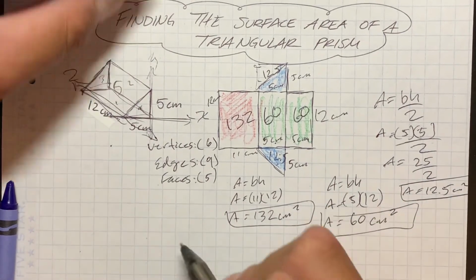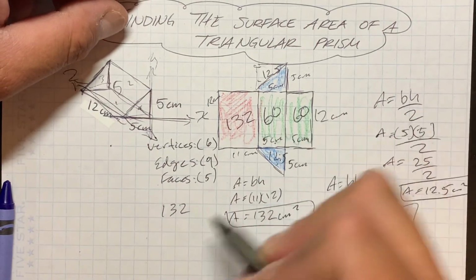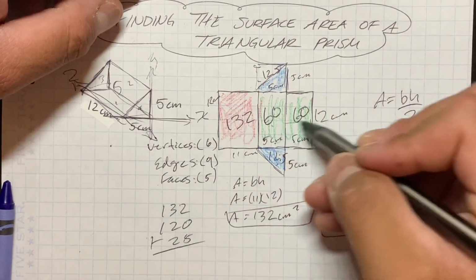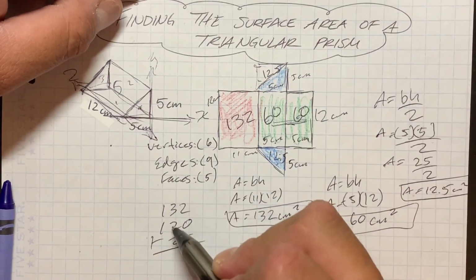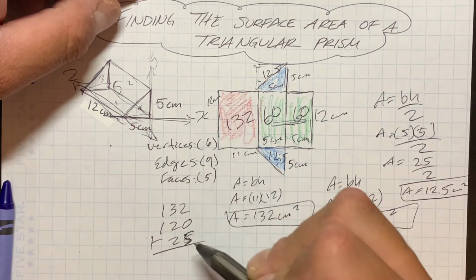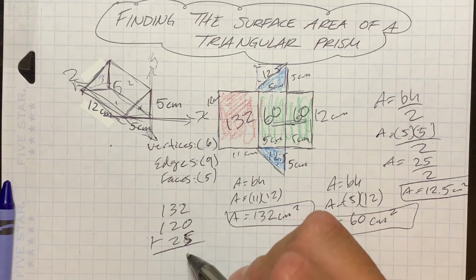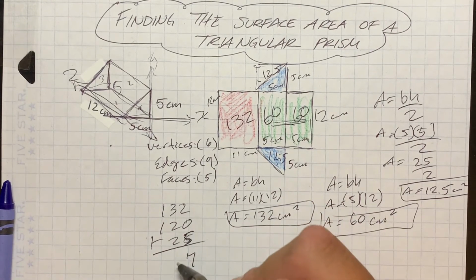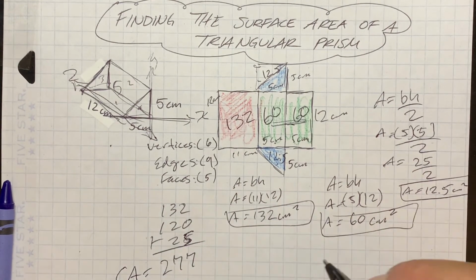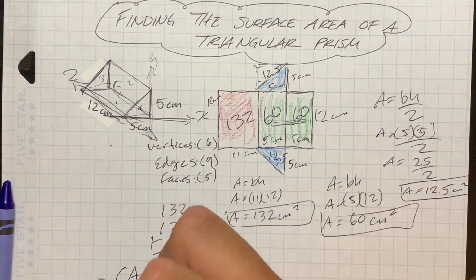Okay, so let's add all the faces now. So 132 plus 60 plus 60 is 120 plus 25. So I just kind of added these two together. 60 plus 60 equals 120. 12 and a half plus 12 and a half equals 25. Okay. So now we're going to add 5 plus 0 plus 2 is going to be 7. So the surface area for this triangular prism is going to be 277 centimeters squared.